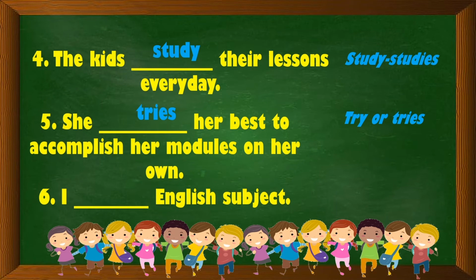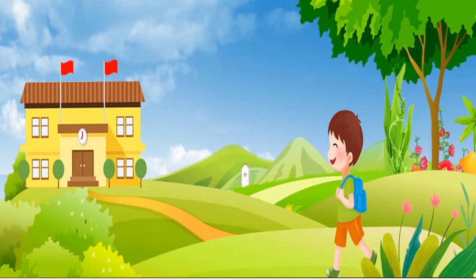Number 6. I blank English subject. Love or loves? You got it! The answer is love. I love English subject. Please take note, kids, that I is an exemption to the rule. I will always take the base form of the verb. Great job, kids! I knew you could do it!